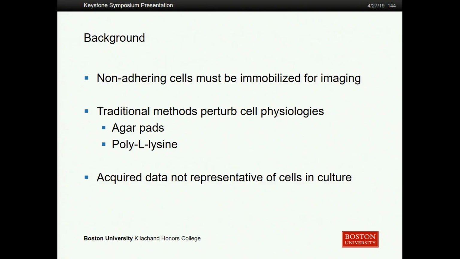Both of these perturb the cell physiologies in some way, which means that the data you're collecting is not necessarily representative of your cells in culture. With experiments, you want to make sure that any changes you're seeing in cell behavior are directly linked to what you're doing to the cells and not the consequence of something like the method that you're using to image them. So that's where we're stepping in with this device. We're trying to eliminate the perturbance of cell physiologies.